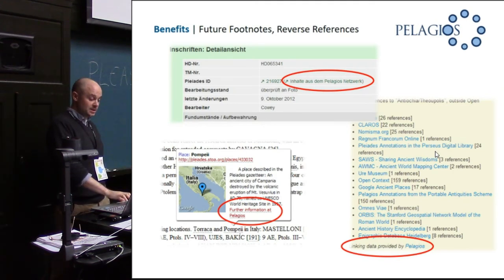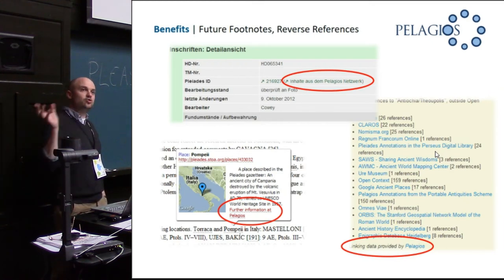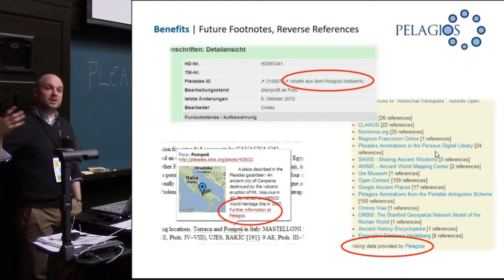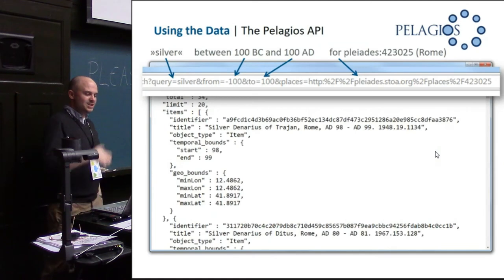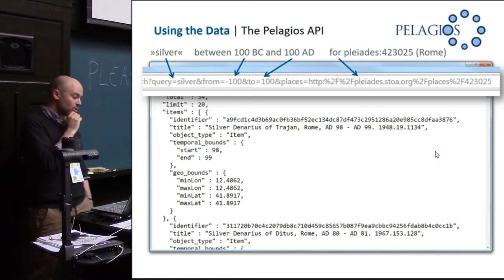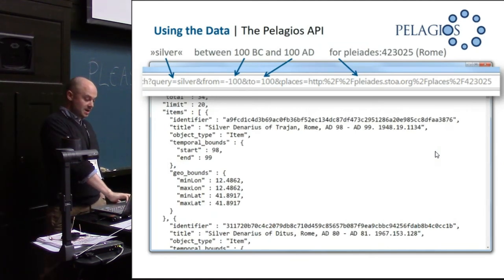And then Open Context is an example of using the Pelagios API to again draw out automatically and then embed within their own websites links to a curated set of resources associated with particular places. And it's a REST-style API that you can call through a URL-like call.